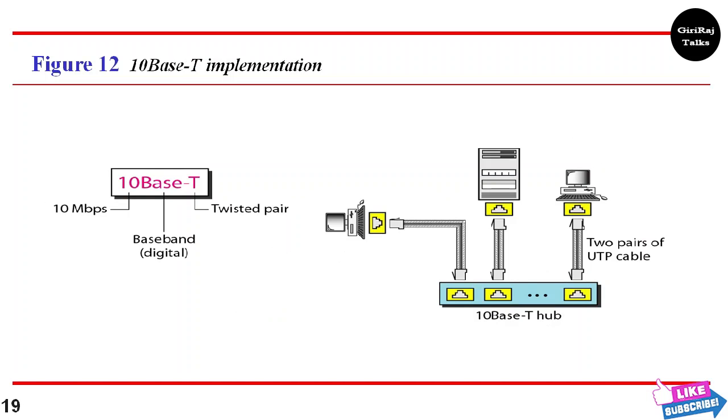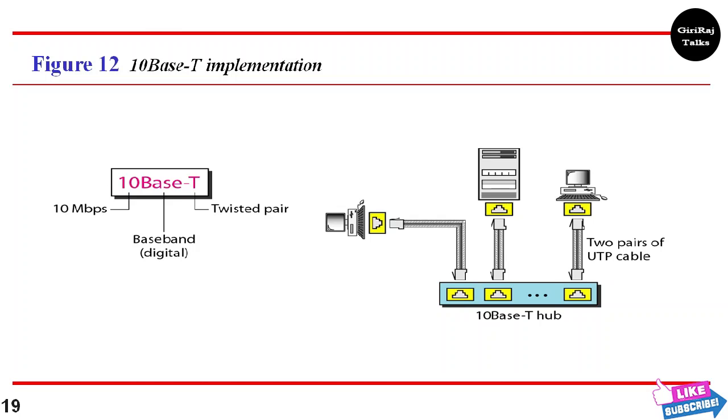Next one, 10Base-T, twisted pair Ethernet. Here you can see Figure 12. It shows the 10Base-T implementation. The third implementation is called 10Base-T or twisted pair Ethernet. 10Base-T uses a physical star topology. The stations are connected to a hub via two pairs of twisted cable. You can see this in Figure 12.